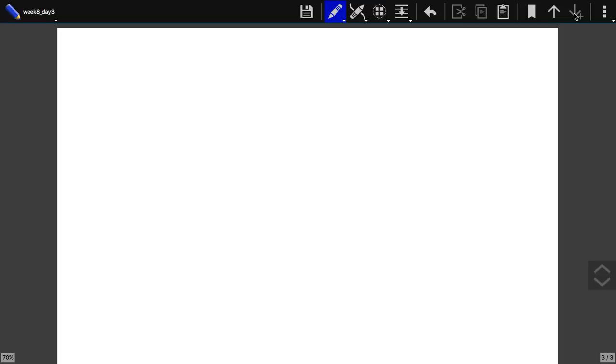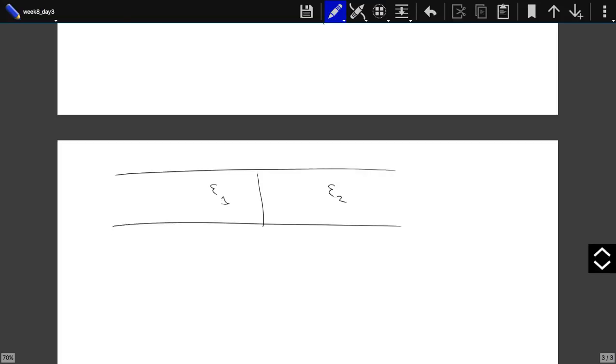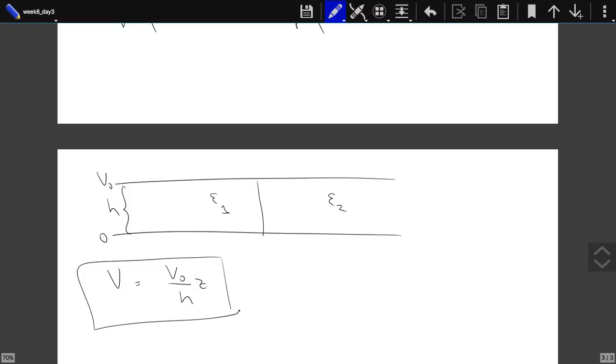Well, back to this problem of the force. You remember we had this infinite slab. Okay. And we actually solved the potential. This was 0, this is V0, the height is h, so we found out that everywhere V is equal to V0 over h times z. So basically it tells me that the electric field everywhere is the same, uniformly vertically downward, and hence we concluded that there shouldn't be any force.